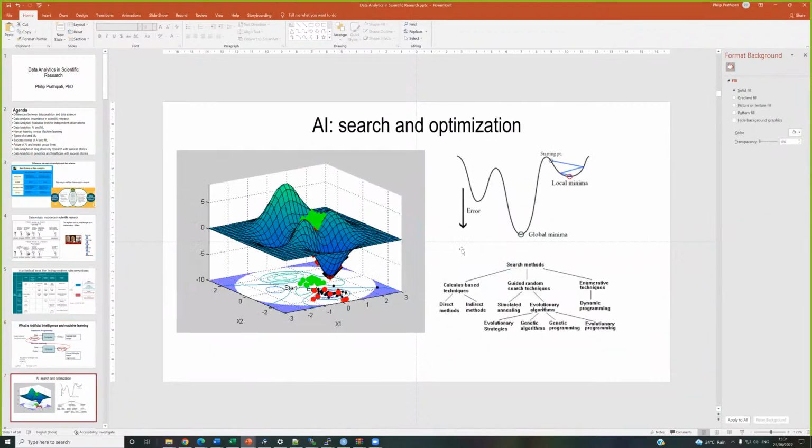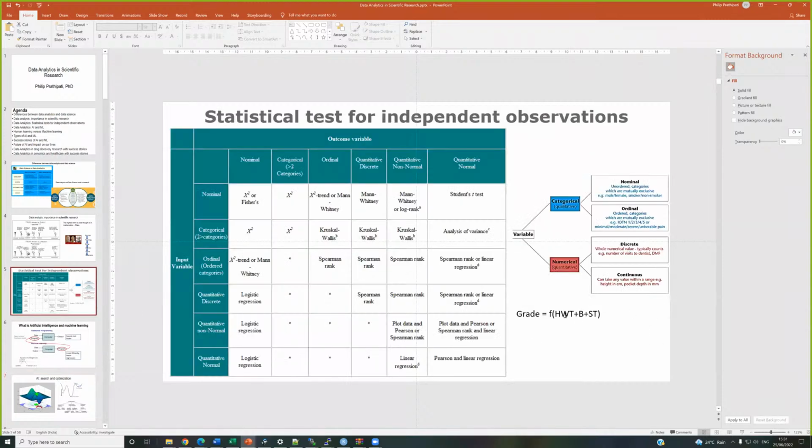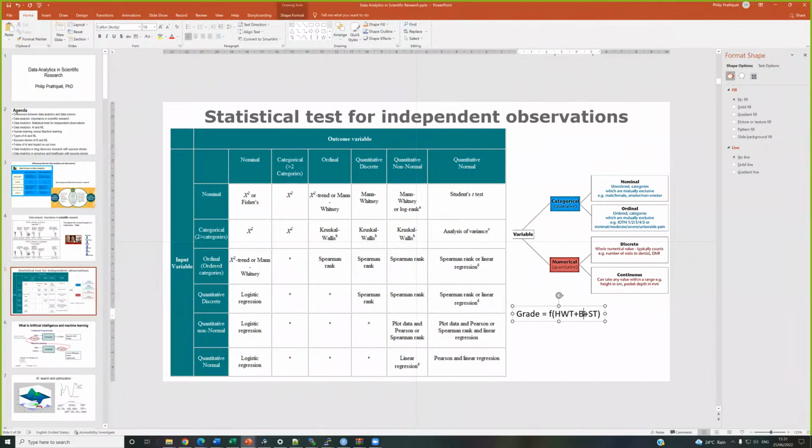And in terms of machine learning, machine learning also uses artificial intelligence. For a simple case, we typically have only something like three input variables. This is your dependent variable and these are called independent.